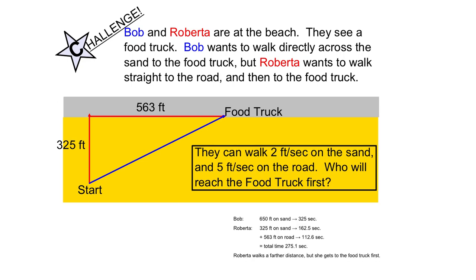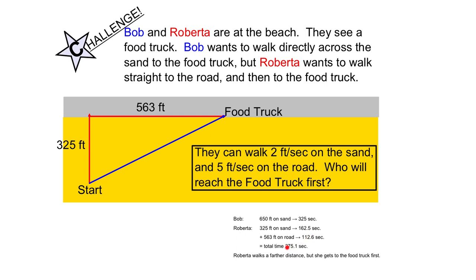If you did your calculations, you would have found that Bob walks a distance of 625 feet. He's walking on the sand 2 feet per second. That means it will take him 325 seconds to walk to the food truck. Roberta walks 325 feet on the sand. That will take 162.5 seconds. And then she walks 563 feet along the road. Now it's a different speed on the road, 5 feet per second, so that'll take her 112.6 seconds. Her total time is 275.1 seconds if I add the time it took on the sand and on the road.